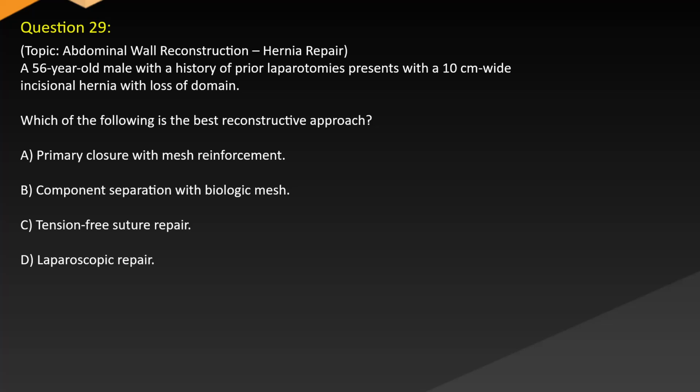Question 29. Topic: Abdominal wall reconstruction. Hernia repair. A 56-year-old male with history of prior laparotomies presents with a 10 cm wide incisional hernia with loss of domain. Which of the following is the best reconstructive approach? A. Primary closure with mesh reinforcement. B. Component separation with biologic mesh. C. Tension-free suture repair. D. Laparoscopic repair.